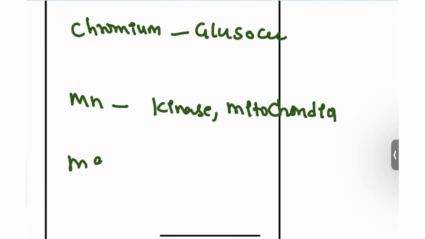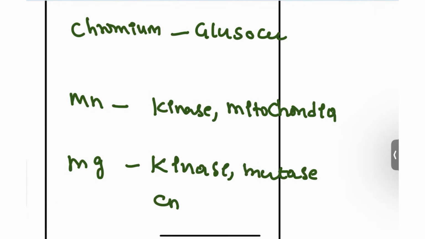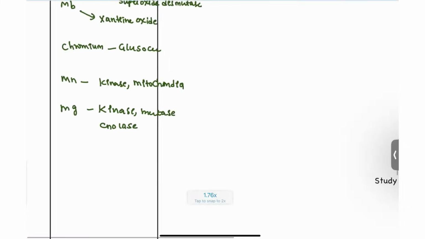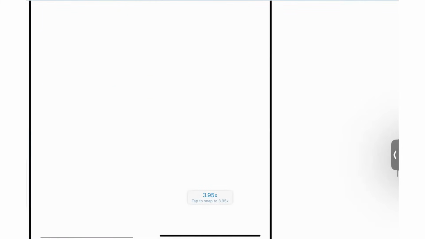Magnesium, again kinase, mutase, and enolase. These are for magnesium. Next, I forgot to mention the important points on the breakdown of carbohydrates.